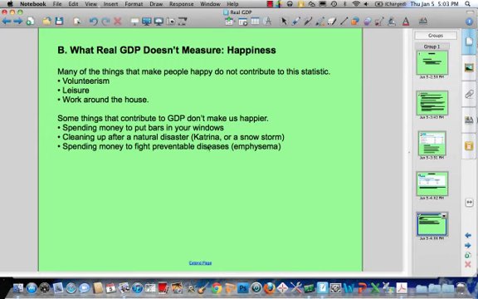And then spending money to fight preventable diseases, so things like emphysema. Well, I'm trying to fight these diseases not to make myself happier, but to keep myself from getting less happy. So again, very subjective. One person's happiness may not be another person's happiness, but important for us to understand from an economic standpoint.